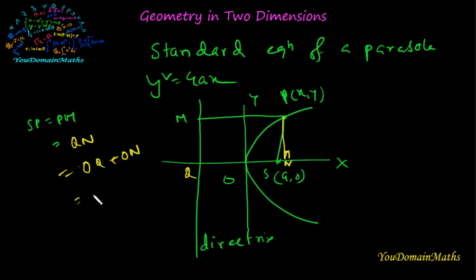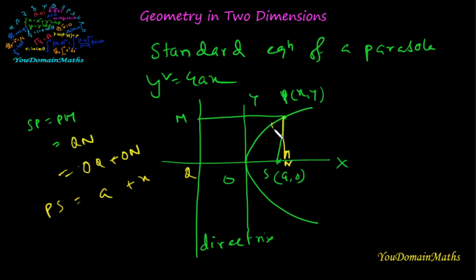OQ and ON. ON means x, and the distance OQ equals a, because O is the point on the parabola which is equidistant from S and the directrix. So this is a plus x. So you can say that PS equals a plus x. So for any point on the parabola, the distance from the focus is a plus x.